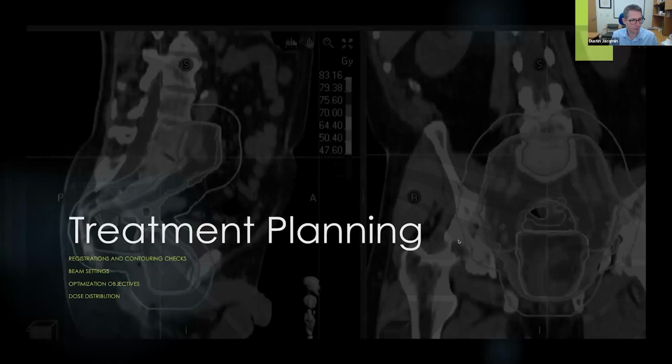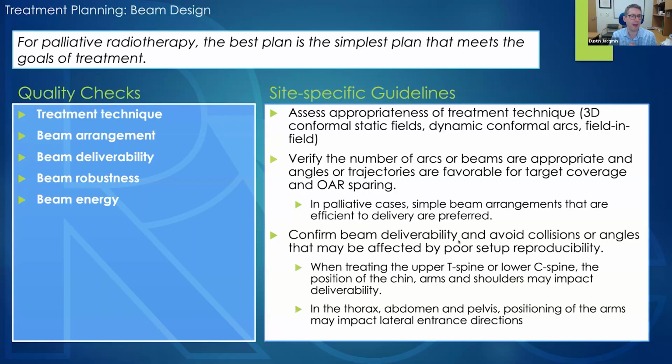All right, let's discuss some elements of treatment planning specific to palliative radiotherapy. In general, the best plan is the simplest plan that meets the goals of treatment. There's a few different techniques you can use in palliative. So, static fields, dynamic conformal arcs. Sometimes you can use field in field, like for breast, just to even out the dose distribution a little bit, but generally you want to keep things simple. So, simple beam arrangements that are efficient to deliver are generally preferred.